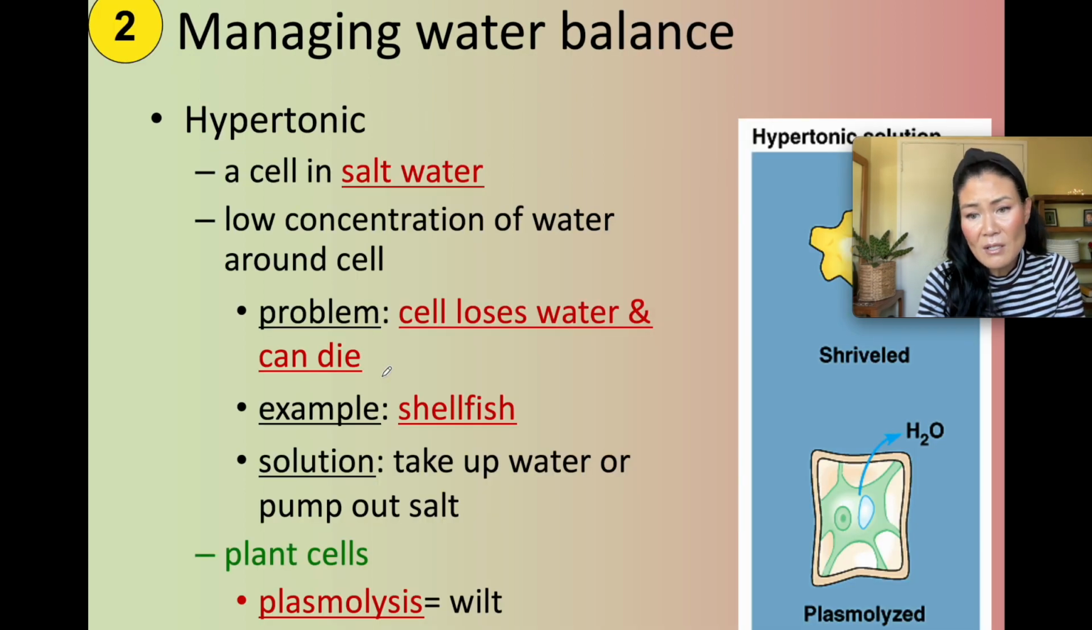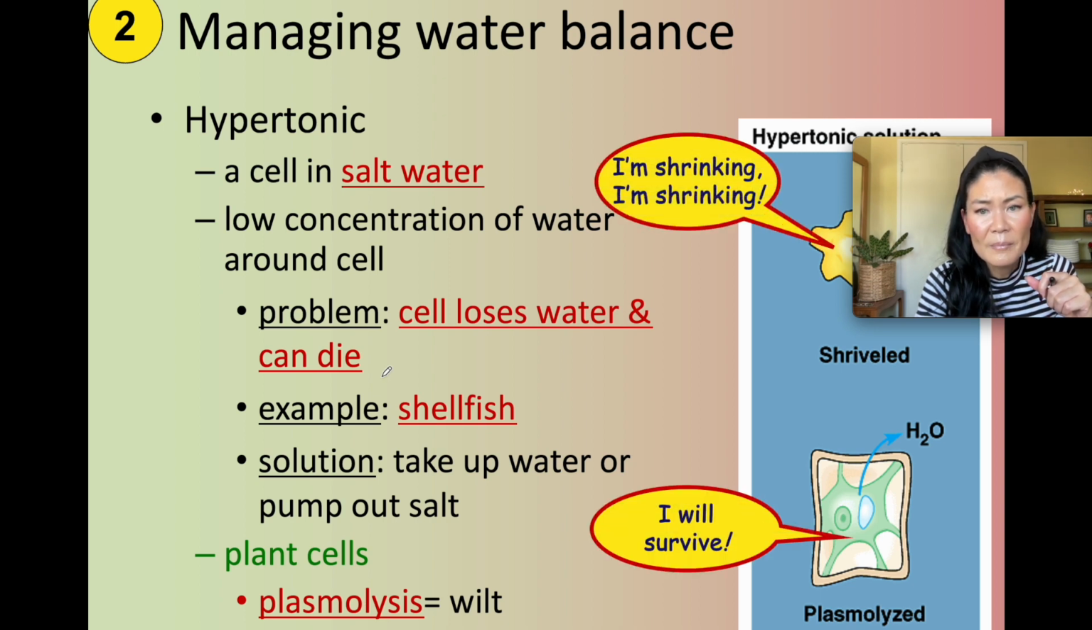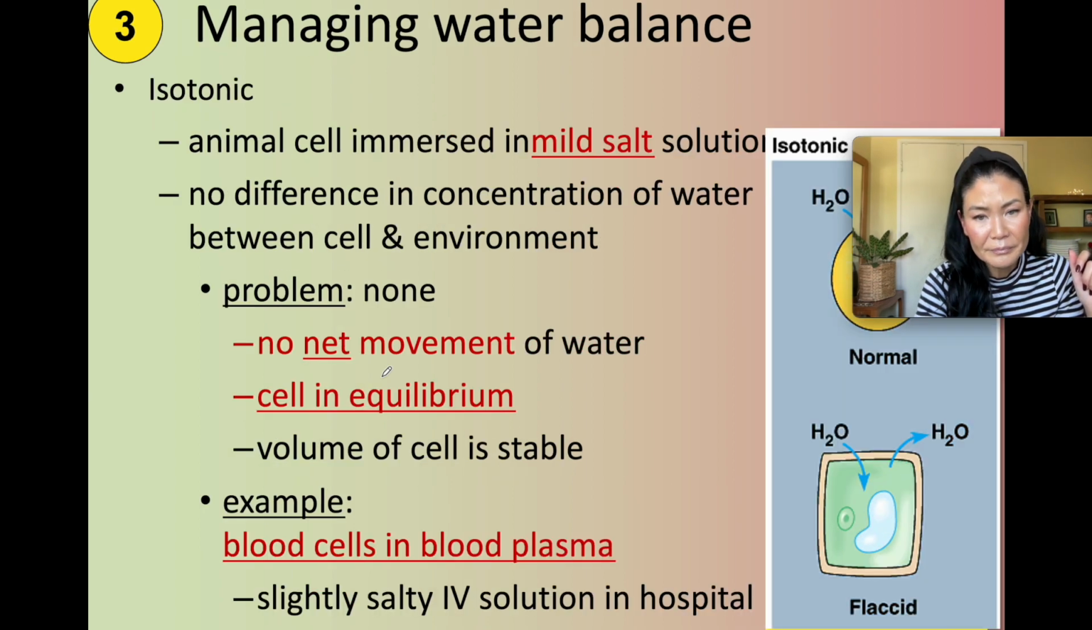Okay, in a hypertonic solution, both animal and plant cells are going to shrivel up, okay? They can die if they've shriveled up for a long period of time. I did say how plants can wilt, but they'll wilt and then they can recover from it.